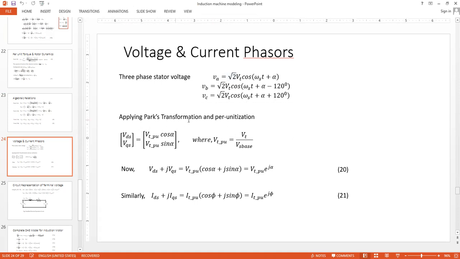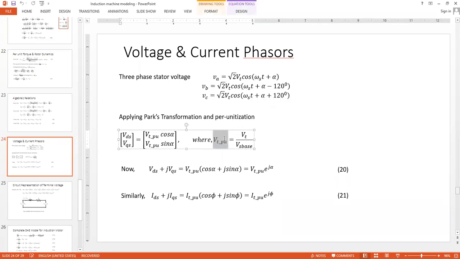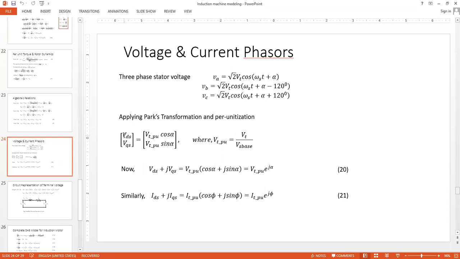Then we apply the Parks transformation for this ABC frame variable, which belongs to the stator circuit. And we also apply the per unitization, where the per unit terminal voltage Vt per unit is simply Vt actual divided by, because it belongs to the stator circuit, the stator voltage base, V stator base. And the corresponding VDS and VQS can be found simply by this Parks transformation.